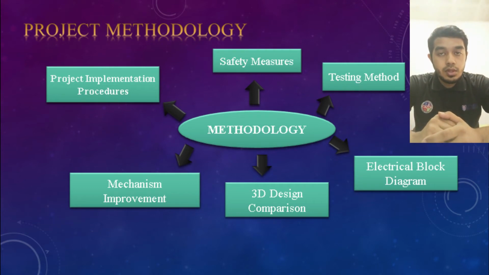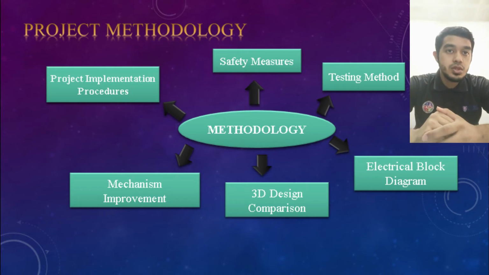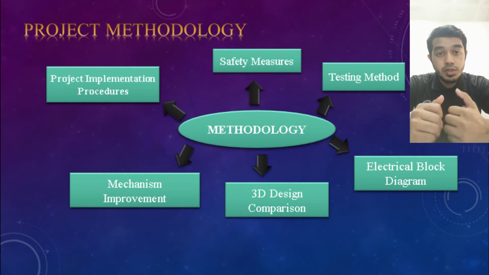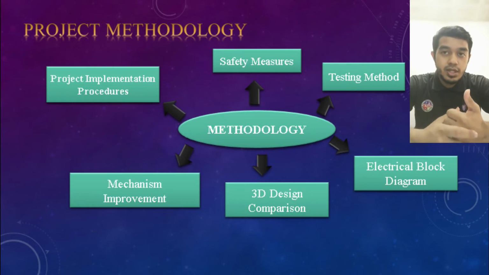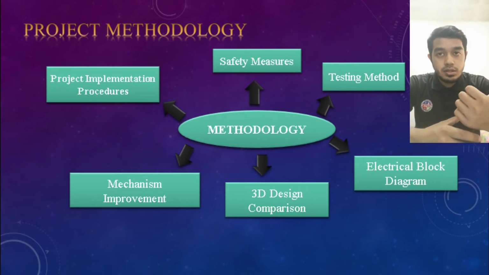As we can see here, we have 6 points of project methodology. The first one is project implementation procedures, the second one is mechanism improvement, and then 3D design comparison, and then the electrical block diagram, followed by the testing method, and the last one is safety measures.